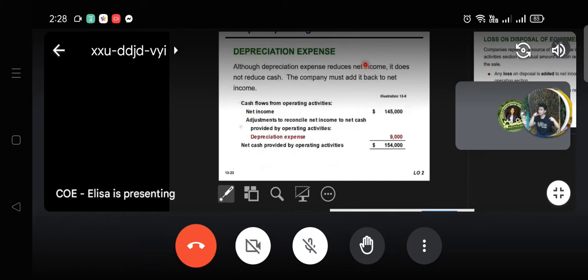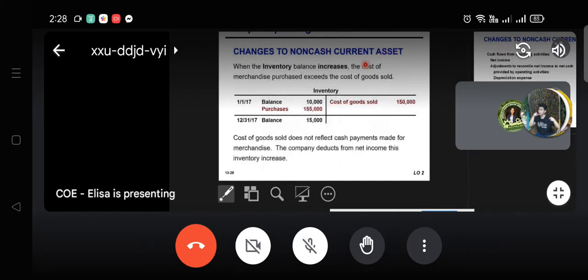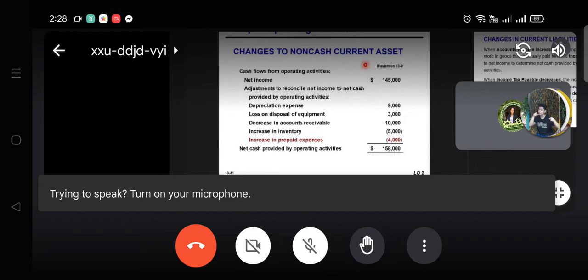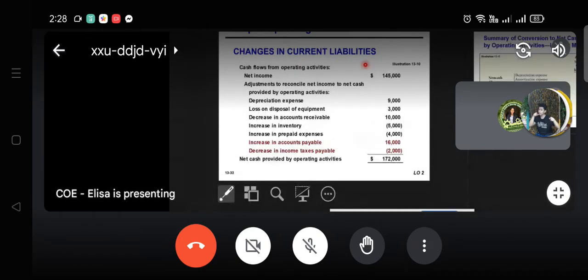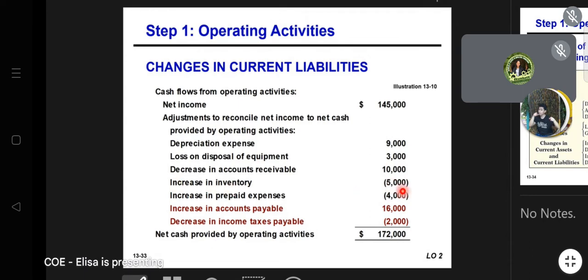So, in here, increase in accounts payable. That's an addition to cash. And then decrease in income tax payable, that's a payment, so that's a reduction from cash. What confuses us is that for assets, the decrease is positive and the increase is negative. For current liabilities, the increase is an addition to cash, and the decrease is a reduction from cash.